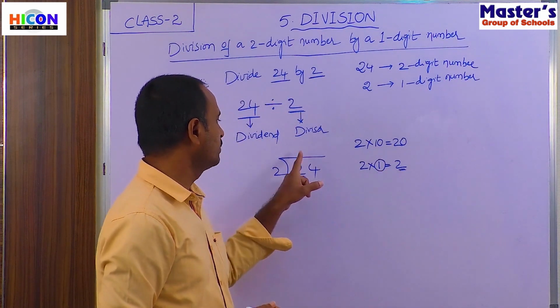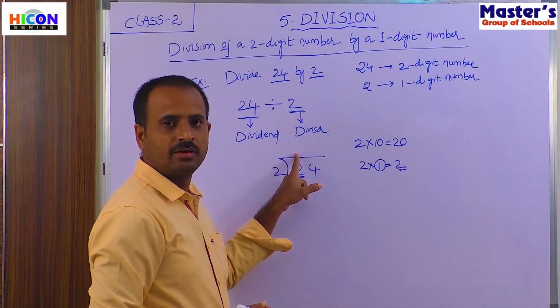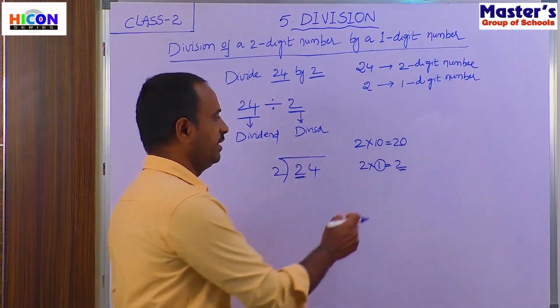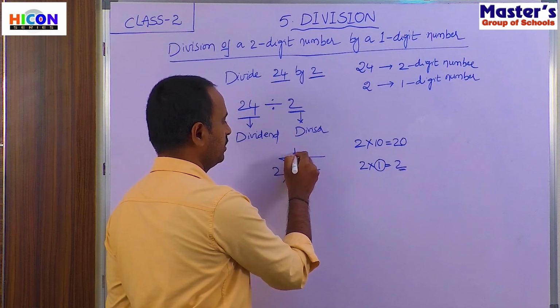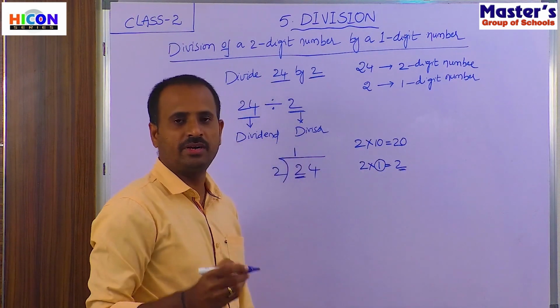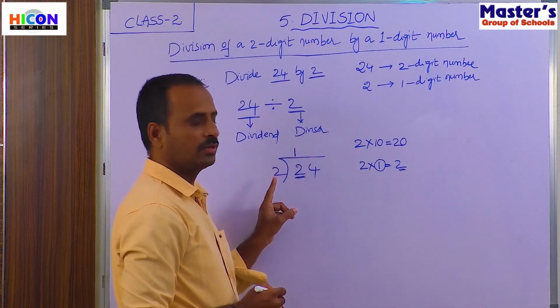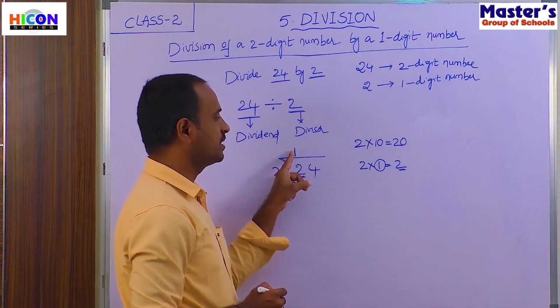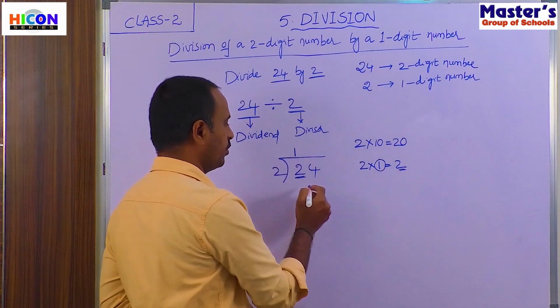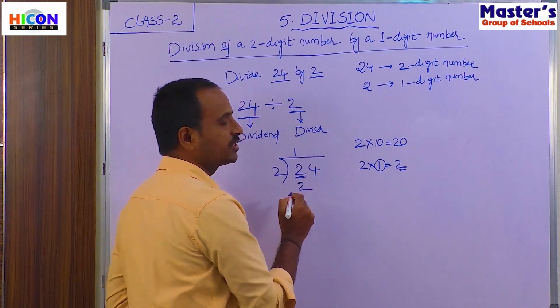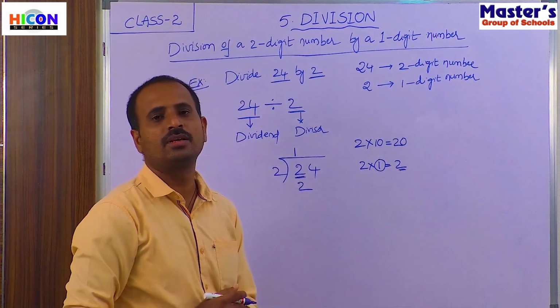So write this one in the quotient on the line above the dividend. So we have taken one time. Now multiply these two. 2 into 1. That is, 2 ones are 2. So write the product below the first digit only.